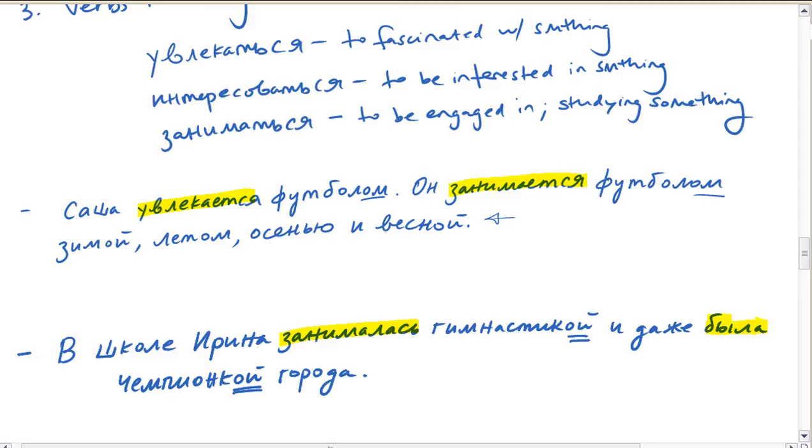So there are more verbs that you'll come across, but when you do, just memorize them together with the instrumental case. But these are kind of the most useful, or probably the ones that you've already come across. Enjoy the instrumental case.